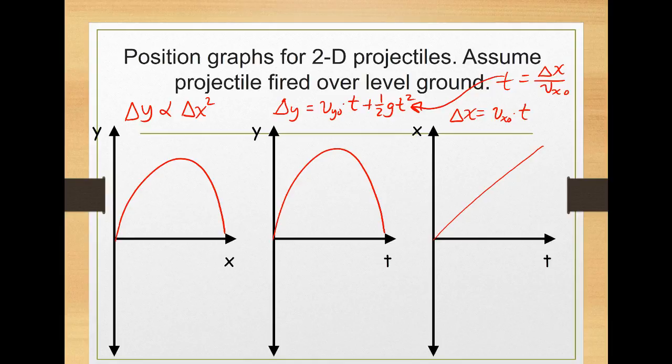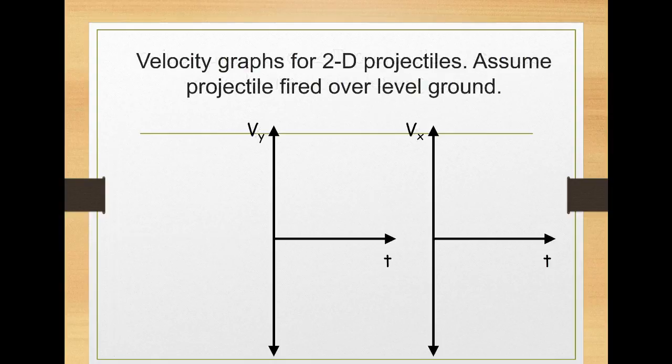So we'll talk a little bit about the details of this a bit later on, but let's look at velocity graphs. Now we said previously that delta x was equal to Vx naught times t. So that suggests that Vx final is equal to Vx naught. There's no acceleration, so it's just going to start at some constant value of Vx naught, and it'll just stay there.